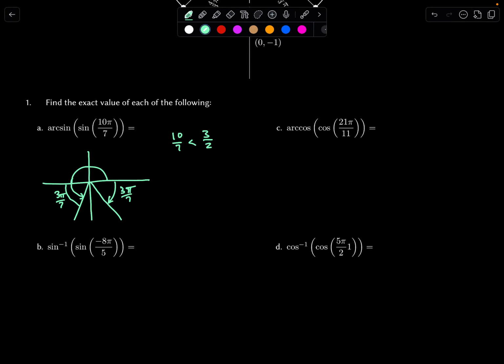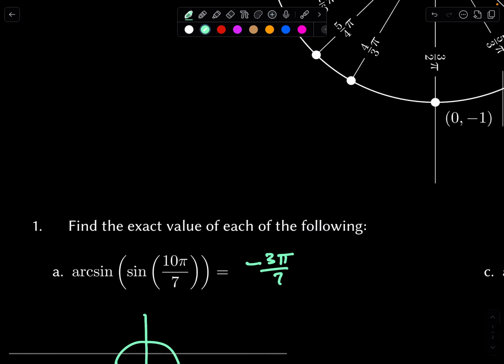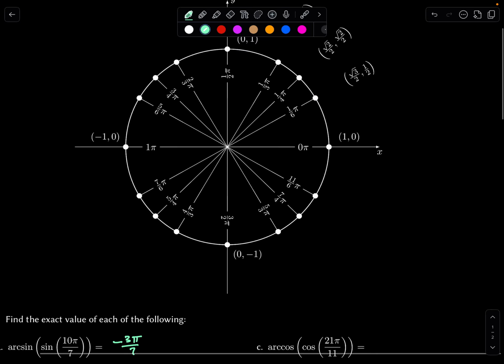Let's just do this one, and then I'll talk about a rule that you could use, because I know some of you just want to know the rule. Anyway, this is going to end up being the negative 3 pi over 7, because this angle here is in the range of arc sine. So now let's go up here to this circle here.